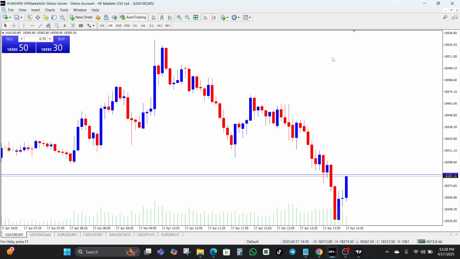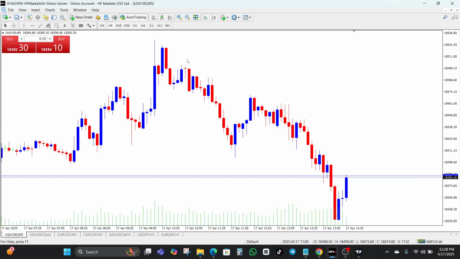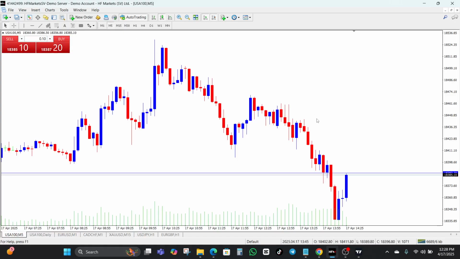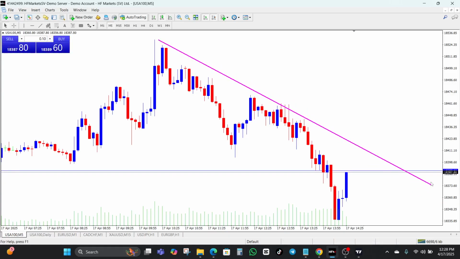Now, the second step is market structure. Before taking any trade, check the overall structure on the 5-minute chart. Are we in a clear uptrend or downtrend? Currently, we can see that we are in a downtrend.